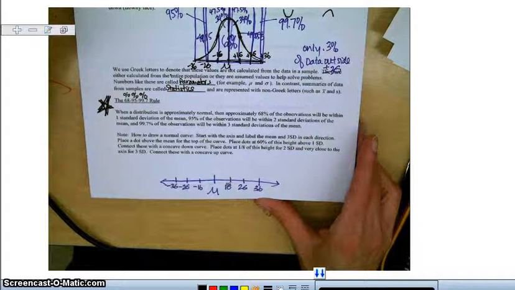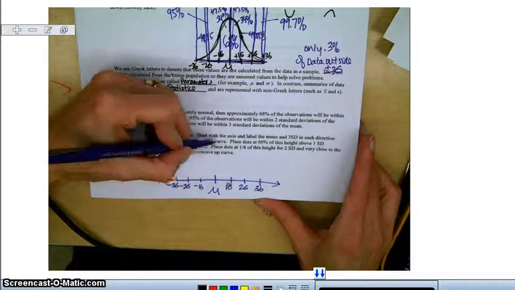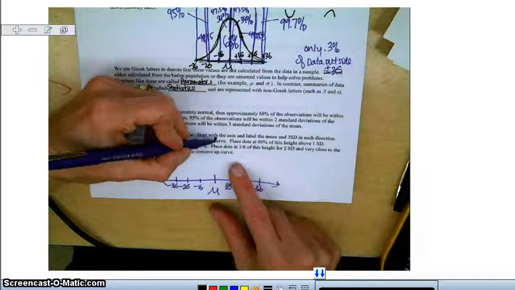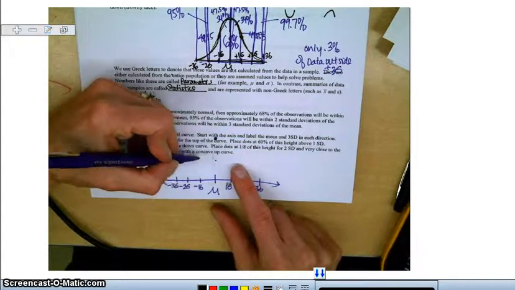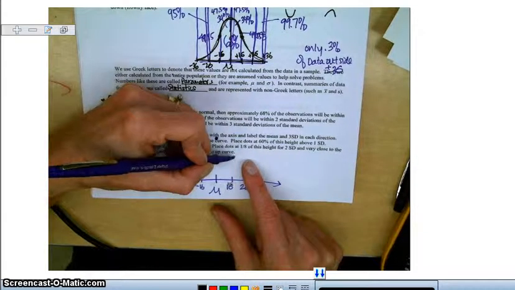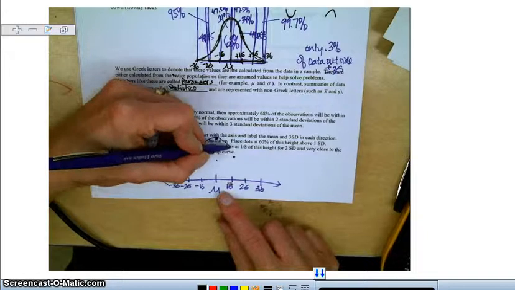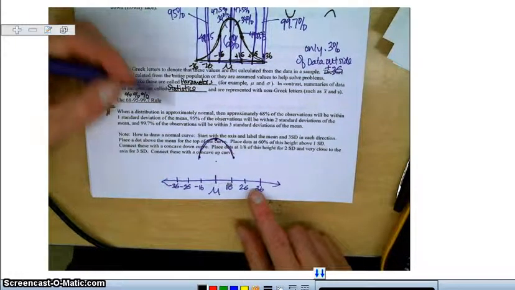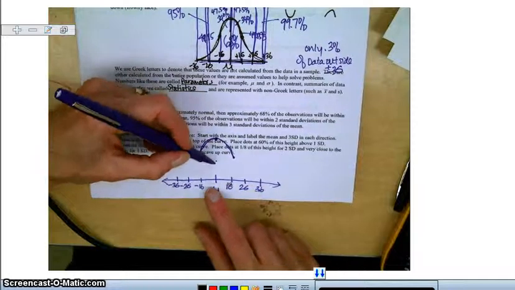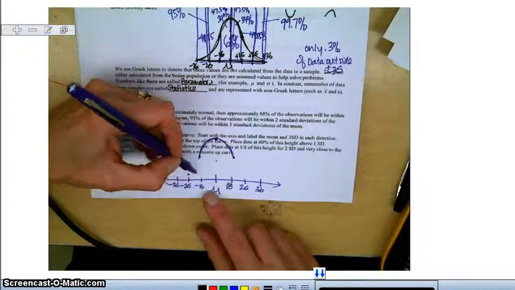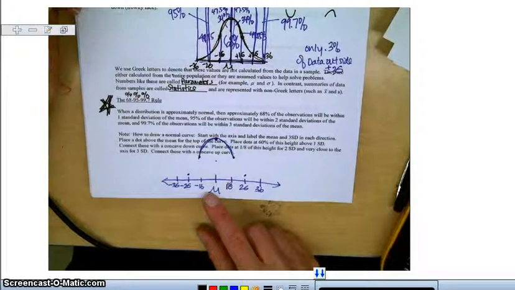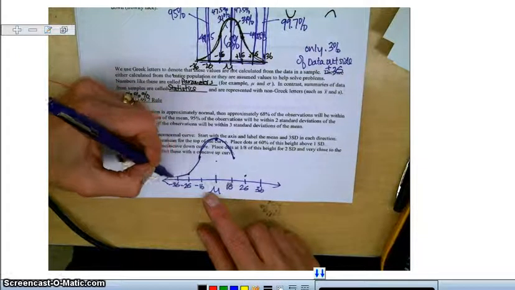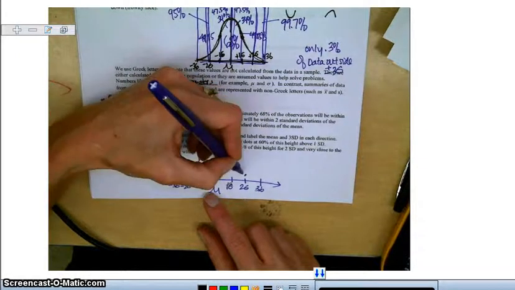And then place a dot above the mean for the curve, so just put a dot somewhere up here. Place dots at 60% of this height, so here's 50, here's 60% of that height, for the first standard deviation. Draw it concave down. And then place dots at 1/8 of this height for two standard deviations, so there's a half, a fourth, an eighth of that height for two standard deviations. And then I basically draw it concave up, not ever touching the x-axis.